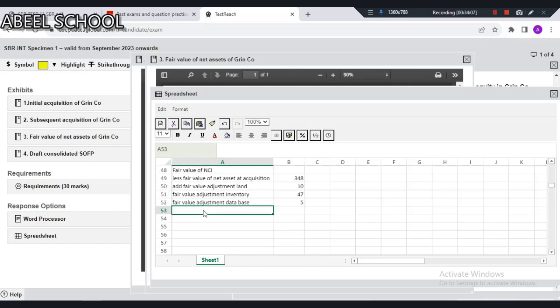Now listen, all these fair value adjustments will result in deferred tax liability, and that will reduce the net asset at acquisition. So simply, deferred tax liability relating to fair value adjustments.